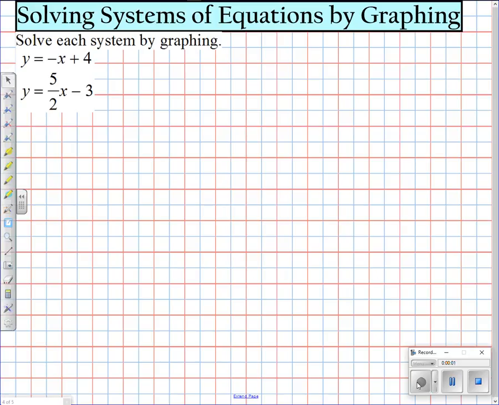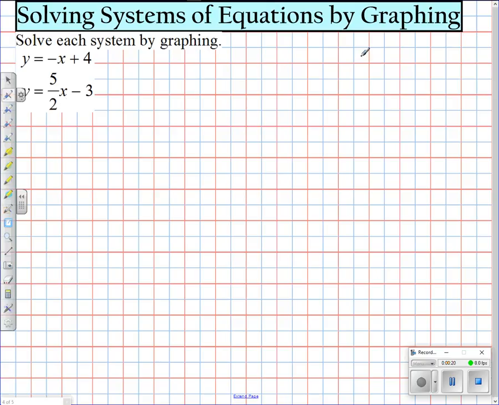Okay, in this video, I'm going to show you how to solve systems of equations by graphing. What a system means is they gave you more than one equation. I'm going to graph these two equations, so I'm going to get two lines, and then based on the drawing, I can say if there's one solution, many solutions, or no solution.